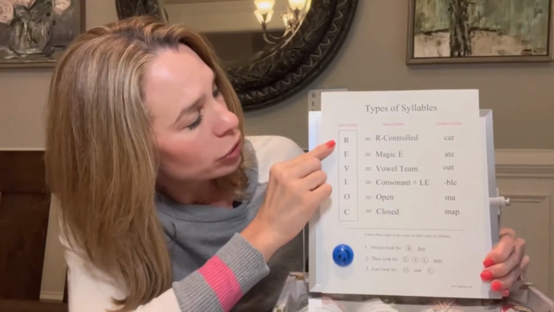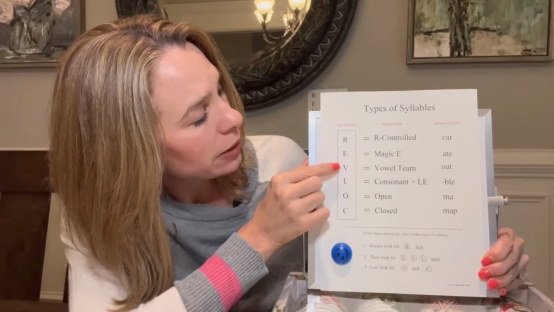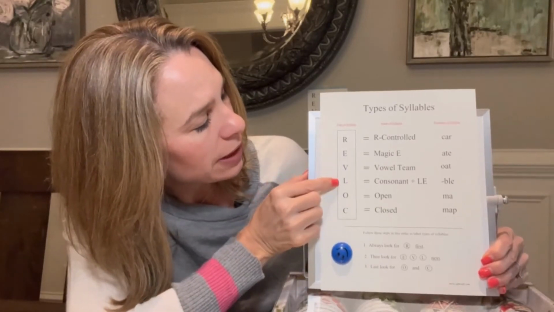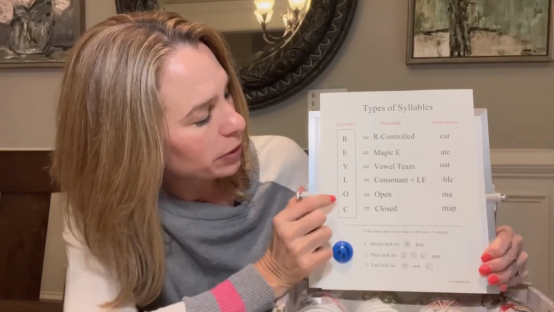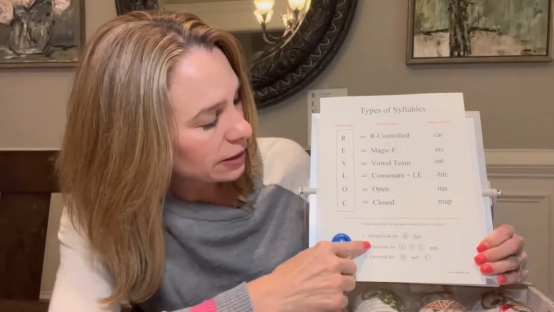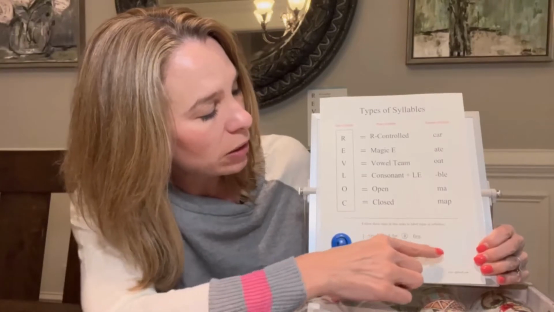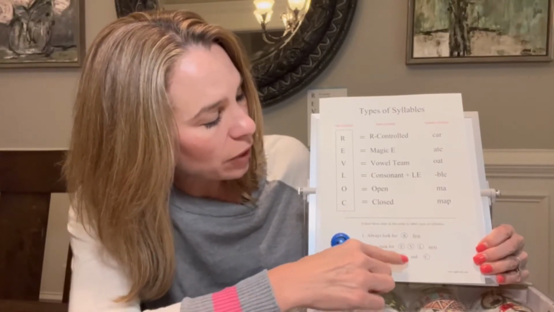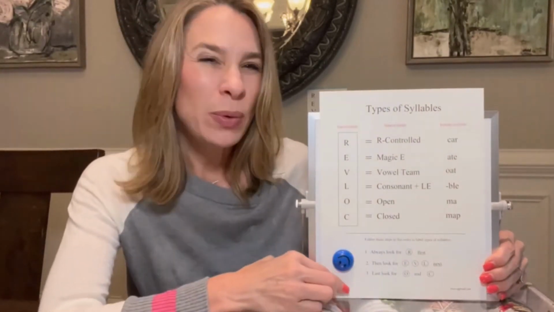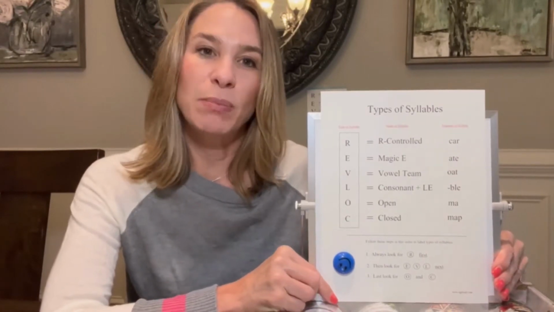So we have R controlled, magic E, V for vowel teams, L, consonant LE, O for open, C for closed. And then we have this sentence down here. Always look for R first, then look for E, V, L next. Last, look for O and C. Why do we have dominance like this? What is the importance of this?